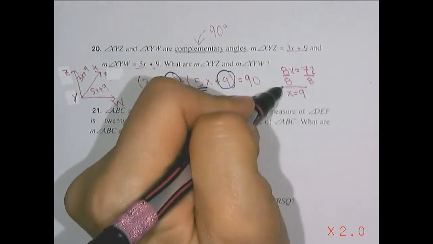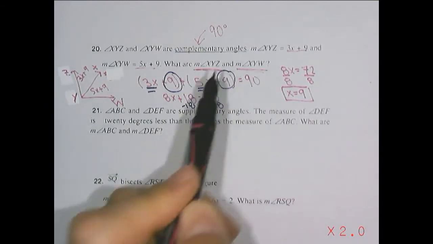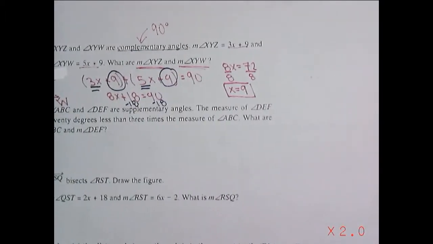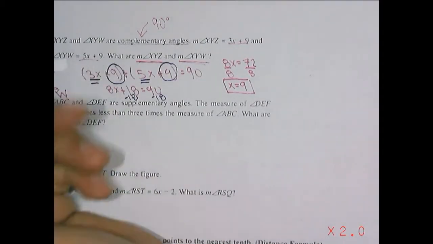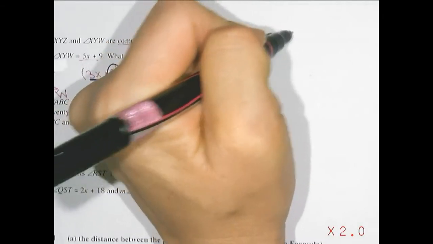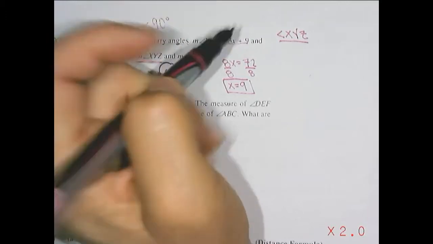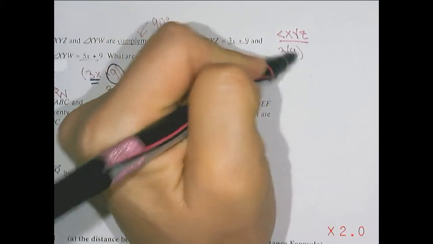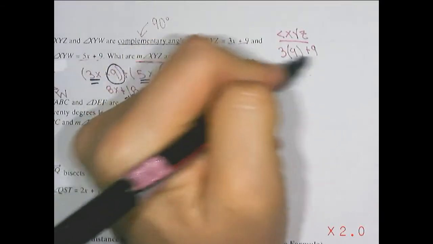Okay, that's just x though, right? It wants me to solve for XYZ and XYW. I'm going to go ahead and plug those in. So I'm going to move the paper a little bit over, that way you can see it, and plug it in. The first one I'm going to solve is angle XYZ. And let's not forget that angle XYZ equaled 3x plus 9, but we know that x is 9, so I'm going to put a 9 in there now.